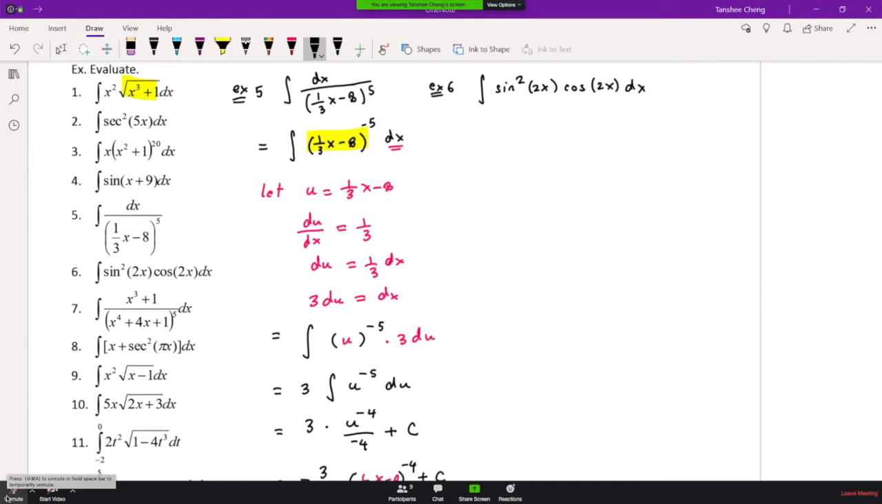U equal to cosine 2x. Okay, so let's look at that. So du dx. Now I have to take the chain rule. Derivative of cosine is what? Negative sine, sine 2x. And derivative of inside is what? 2. Okay with that? Are we all following so far? So now if I rewrite it, that will be du is equal to negative 2 sine 2x times dx. So I can bring this negative 2 to the other side by dividing it.